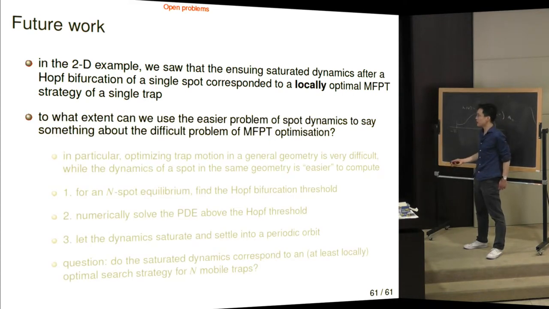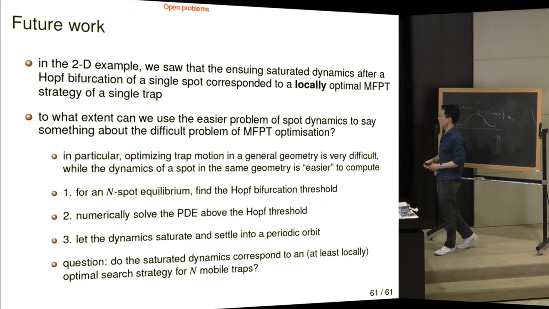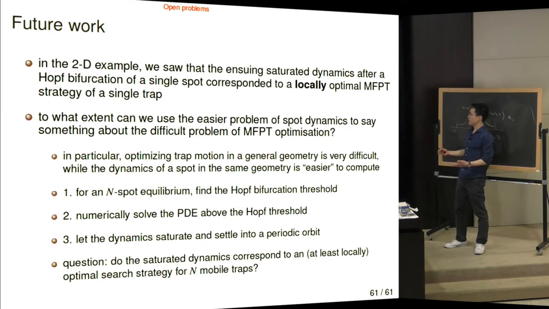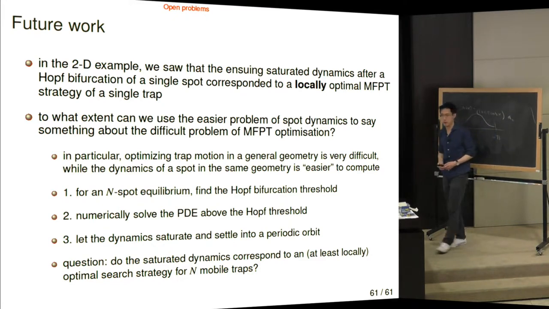And so, to what extent can we use this easier problem of the spot dynamics to say something about the very difficult problem of the MFPT optimization? Okay, and so here are some steps that we would have to do, but essentially, right? So how do you do it? Maybe on different surfaces, different arbitrary domains, right? And I think I'll stop there. So thank you very much for your attention.